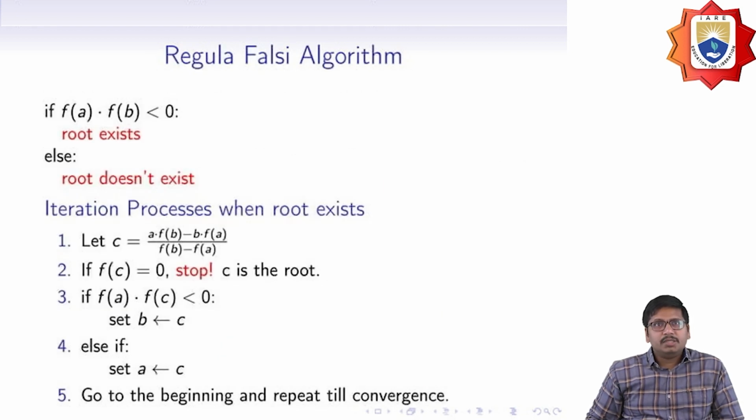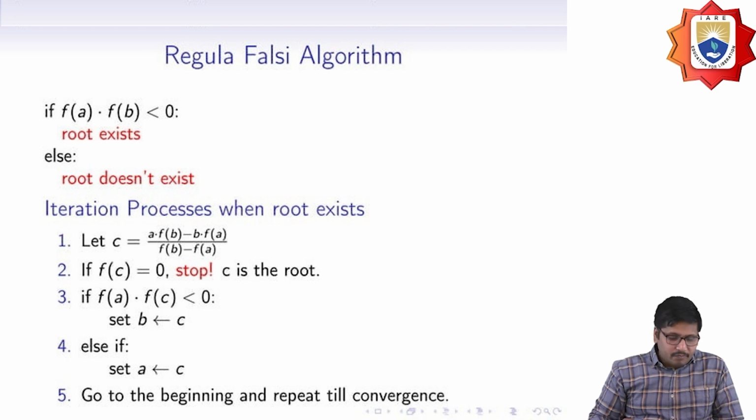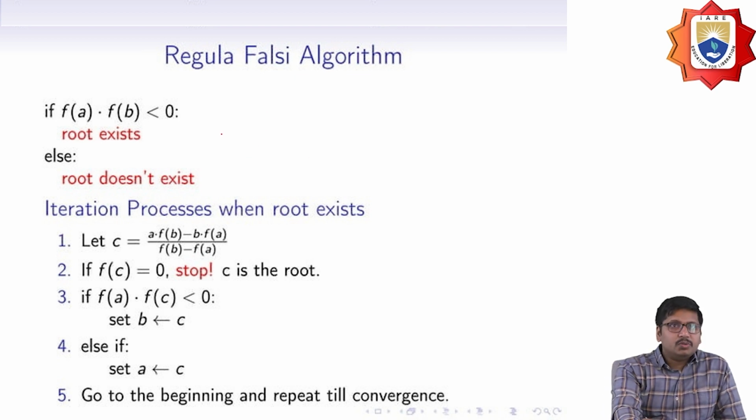So the algorithm is that if f of a times f of b is less than 0, then the root exists, otherwise the root does not exist. In the iteration process, when the root exists, c is equal to this. If f of c is equal to 0, stop. If f of a times f of c is less than 0, then set b equal to c, otherwise set a equal to c.